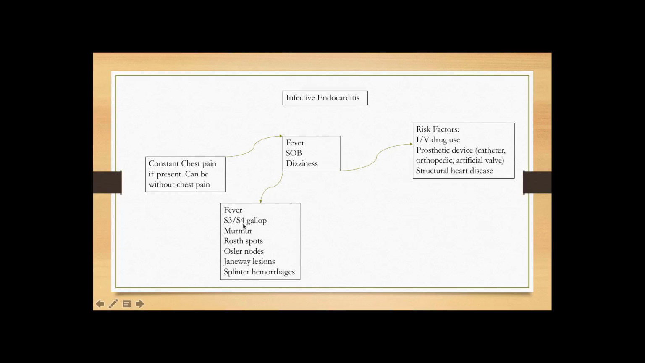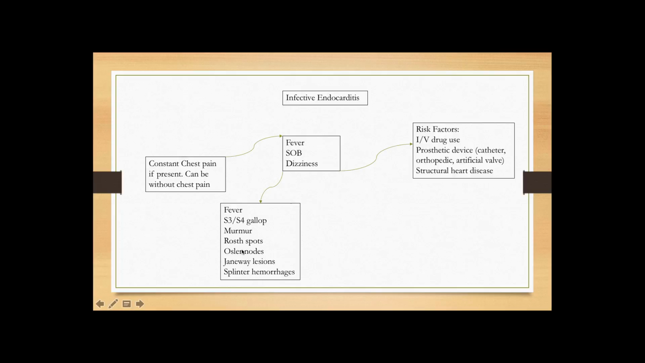They may have an S3, usually an S3 gallop, which basically means tachycardia, and then they also have a murmur depending upon whatever valve is involved. Usually the mitral valve is involved, so that's why you'll hear the murmur of mitral regurgitation. Roth spots can be present in the eyes, then Osler nodes on the fingers, then Janeway lesions on the palms, and splinter hemorrhages on the nails.